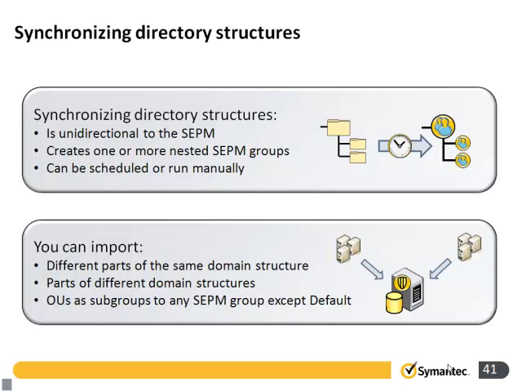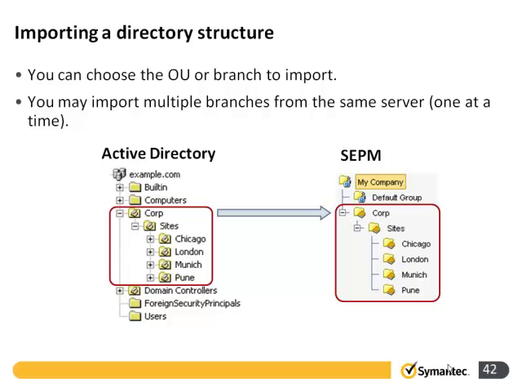Once we've set up our OU structure, we could synchronize that across to our SEPM environment. And that will create one or more nested SEPM groups. You can synchronize these by a schedule or run it manually. So here we can see an example Active Directory structure on the left-hand side and the SEPM structure it will create on the right-hand side. You can do multiple branches from the same server, but only one at a time.